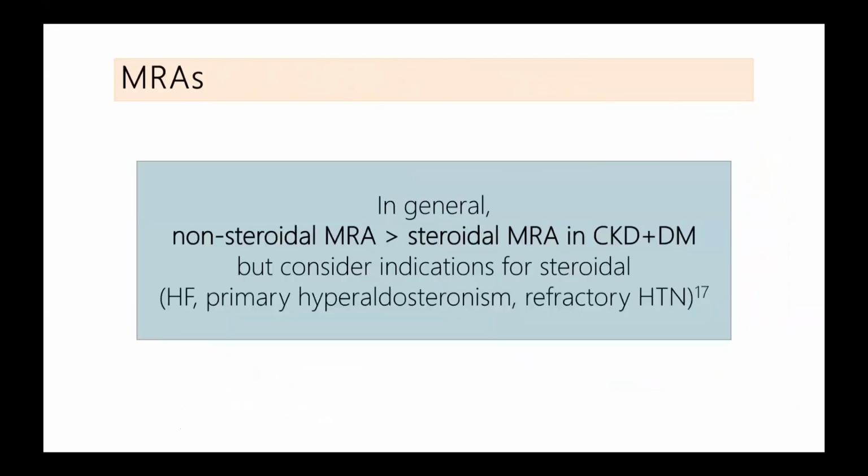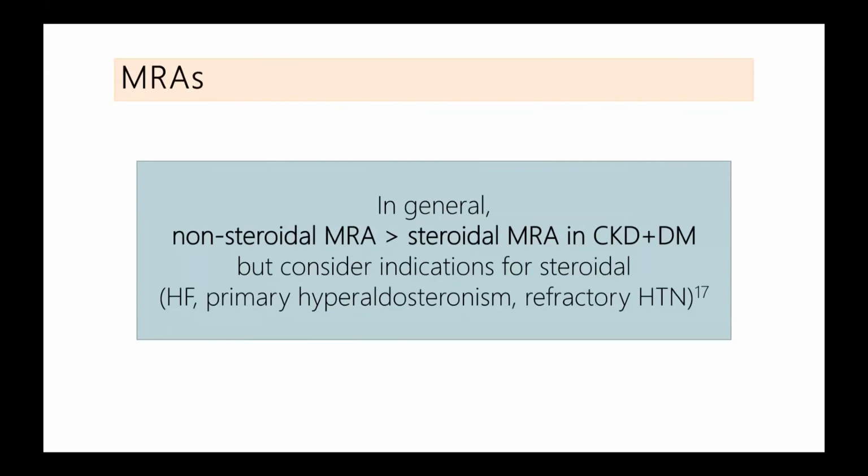So to put all of the MRAs into context and kind of wrap it up in a nice bow, the KDIGO 2022 diabetes and CKD guidelines generally recommend a non-steroidal MRA over steroidal MRA if someone does have diabetes and CKD, given that they have long-term outcomes data. But you also want to consider indications that a person might have for a steroidal MRA, such as heart failure, primary hyperaldosteronism, or refractory hypertension. And the most pressing clinical condition for a patient with multiple diagnoses should be prioritized.